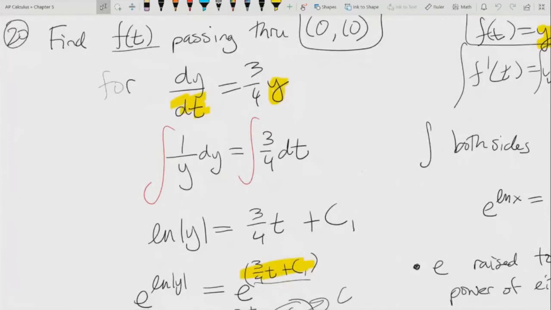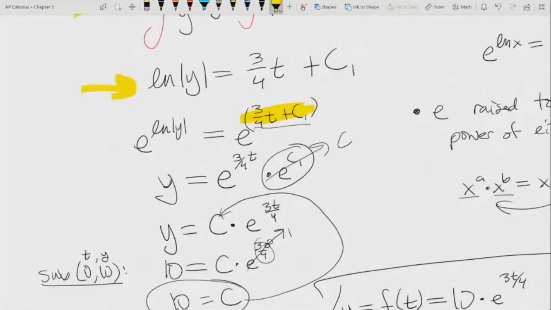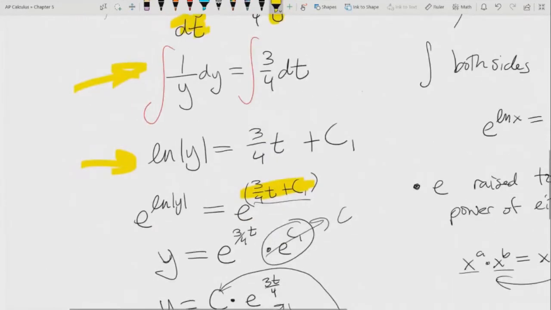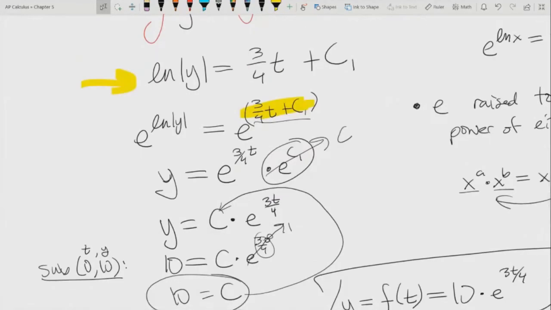We rewrote it with 1 over y dy and 3/4 dt. Then we did the integral of both sides, which gave us this. The integral on the left was pretty easy, and on the right side, it's just 3/4 t plus c1. The part we didn't get to yesterday was, what do we do after we raise to the e power of both sides? So take both sides and raise both sides to that e power. It's one way to think about it. So we ended up with this setup right here.